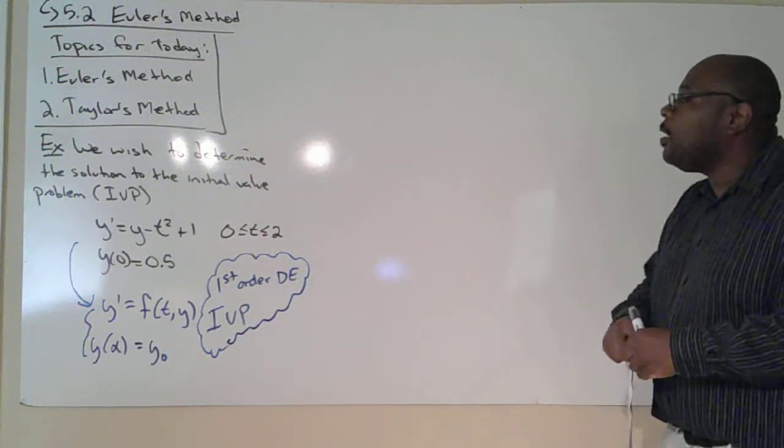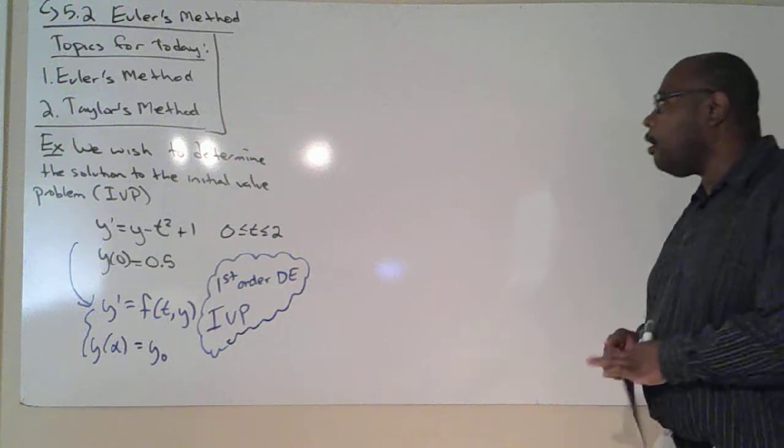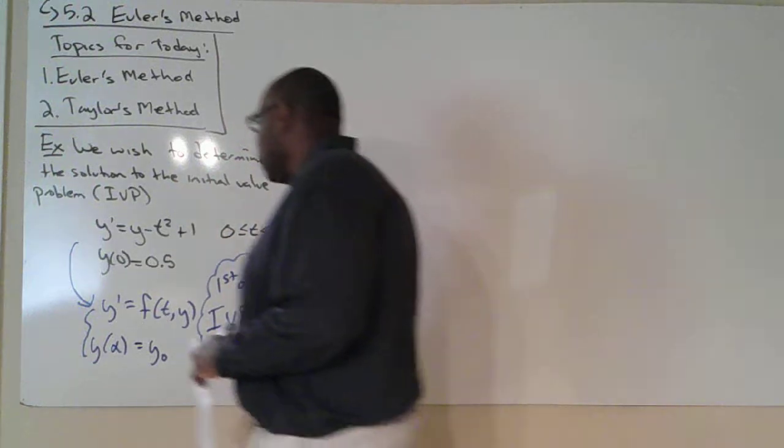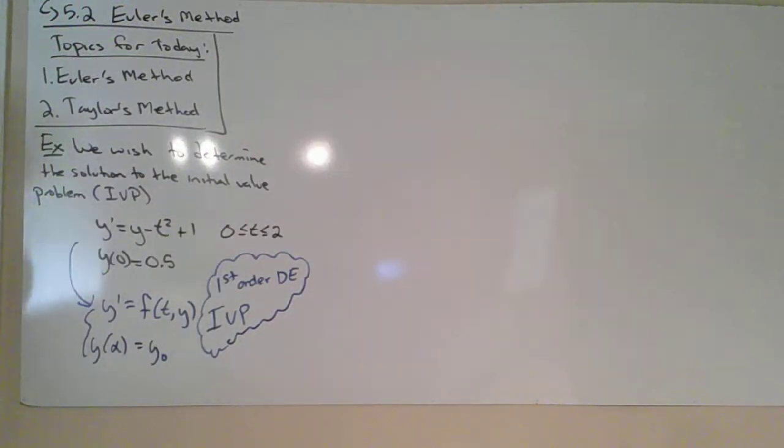But let's go back to what we were talking about before, right? I want to be able to find a solution to the differential equation y prime equals y minus t squared plus 1, y(0) is equal to 0.5. So, seen this type of thing before.